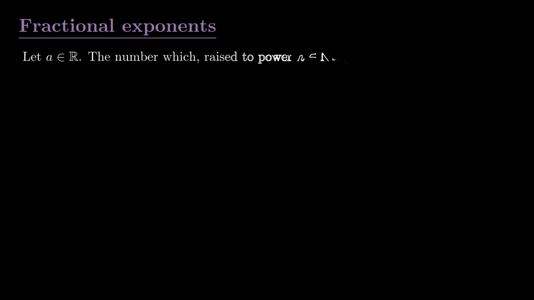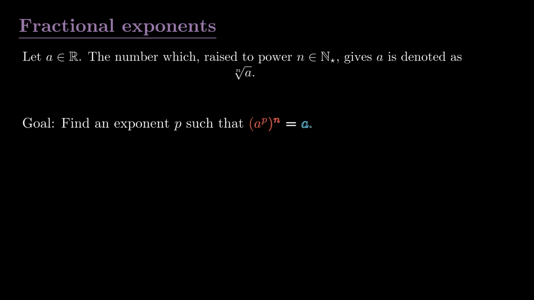So let's define the fractional exponents. Here is the case that we had previously. The goal is to find an exponent p such that a to the power of p, all that to the power of n, is equal to a. If we find p, we found a way to express the nth root of a. So how do we do that? Here are some simple steps that we can do thanks to the exponent rules. a to the power of p, all that to the power of n, you can multiply the exponents. That gives a to the power of p times n, which is equal to a to the power of 1.